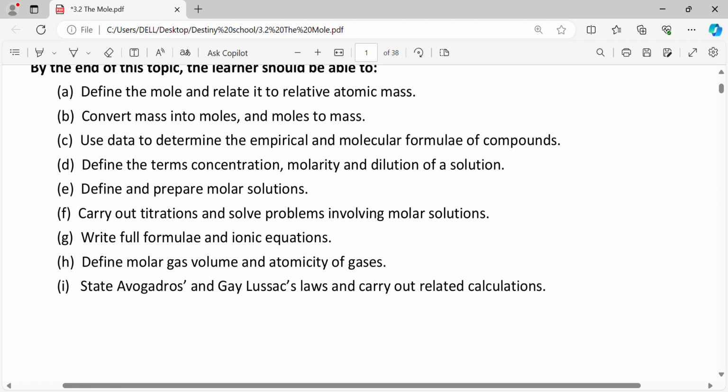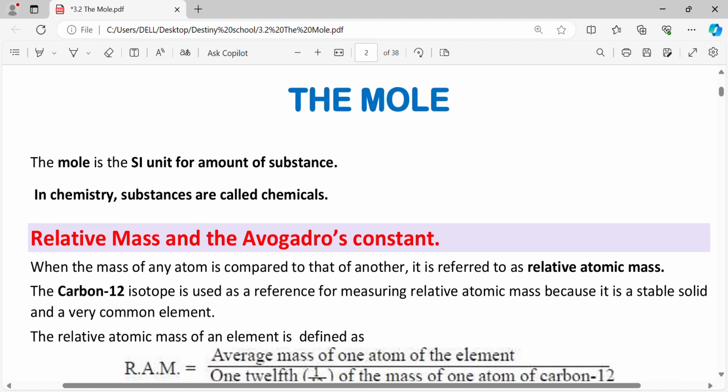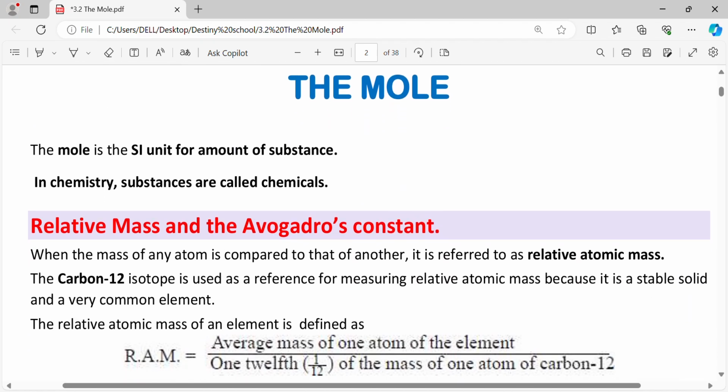Okay, so let's move and dive into it. So the mole, beautiful indeed, beautiful. I'm so psyched to do this topic. Chemistry is life. Chemistry is very interesting to do.